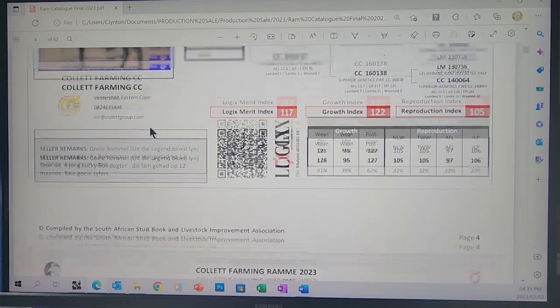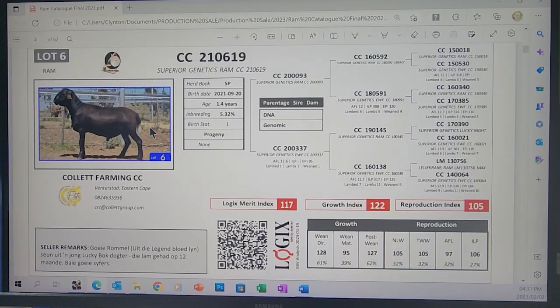You can see this is our new catalogue, and I think it gives us excellent information. You can see the sheep, you can see everything that you need on the catalogue, and you can even go in on SA Small Stock. If you take a photo of that, then it will take you straight to SA Small Stock and you can get more information. But here is a lot of information on this.